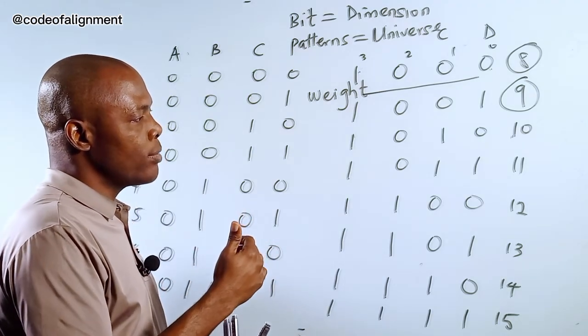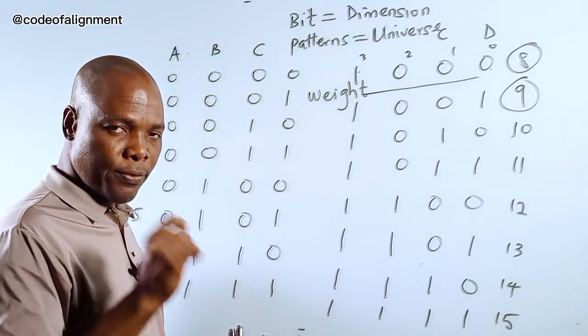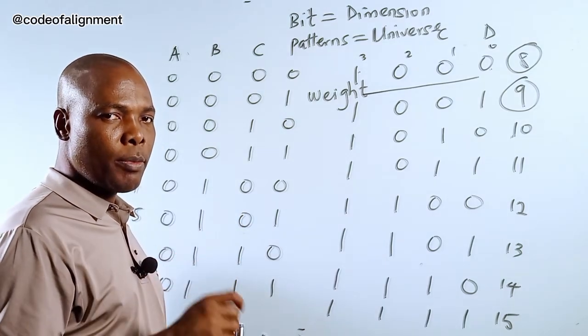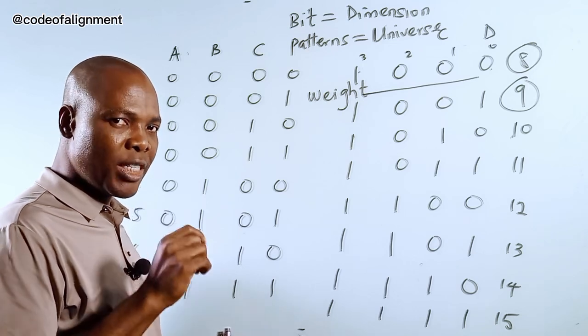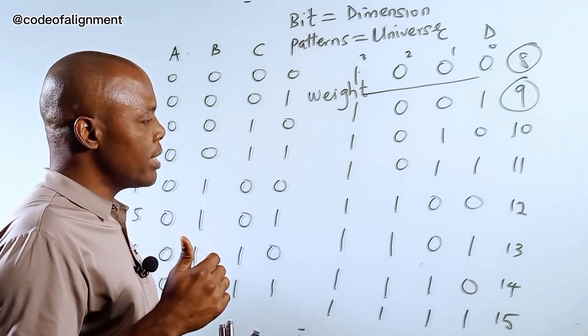So the next class, we are now going to look at the fixed point and the floating point representation of what? The radix point. So we'll look at that in the next class.